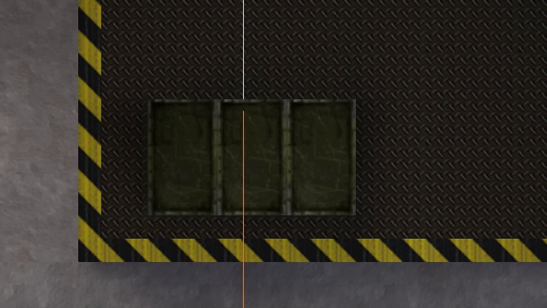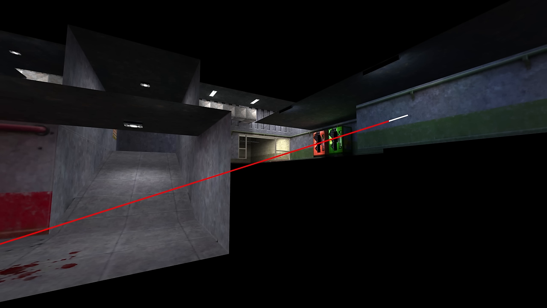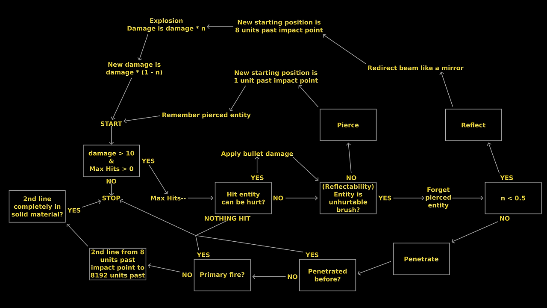A second line is then traced starting 8 units past the point of impact to a point 8192 units past the point of impact to see if there is space on the other side of the wall. For simplicity's sake, I will use the word wall, but the beam can in fact go through floors, ceilings, or anything else. Remember that if a line ever touches the void, it counts itself as inside solid material forever, even if there is valid space past the void. If the entire second line is inside solid material, then the beam ends.